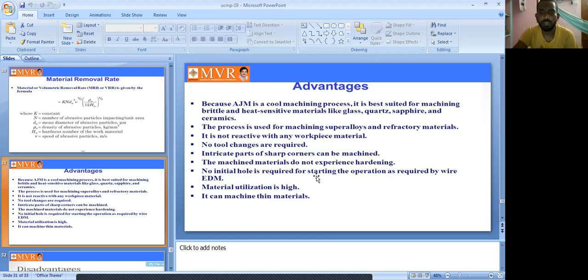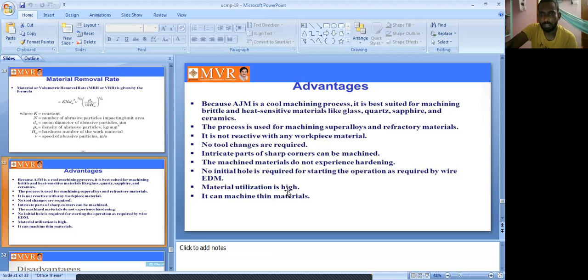The machined materials do not require hardening. No initial hole is required for starting the operation, as is required by wire EDM. We do not need to make a hole in the workpiece first and then machine it. No initial hole is required for starting the operation, as required by wire EDM.